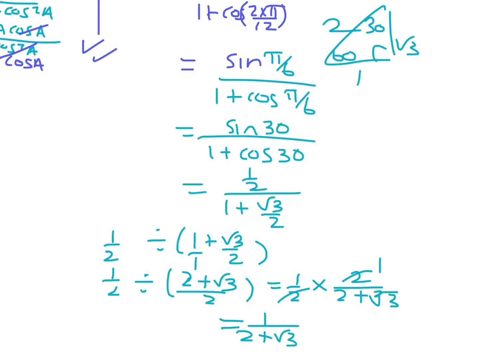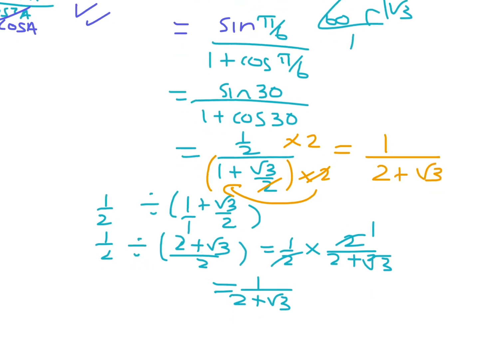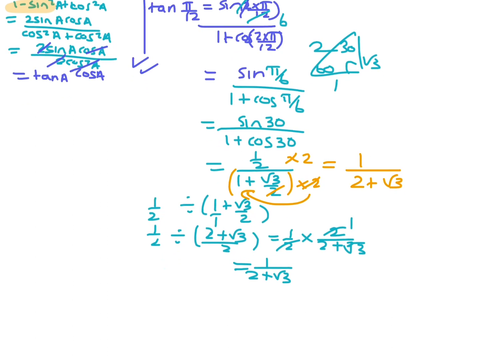You could also simply just multiply the top and the bottom by the common denominator, which is 2. 2 times a half gives you 1. 2 times 1 is 2, and then 2 times root 3 on 2, the 2's will cancel and it'll be root 3. Okay, then what do we do with this? We shouldn't leave it like this. We need to then rationalise it. So you times by 2 minus root 3 on the top and the bottom.